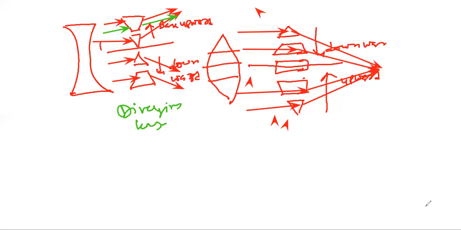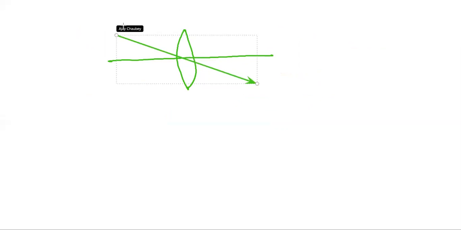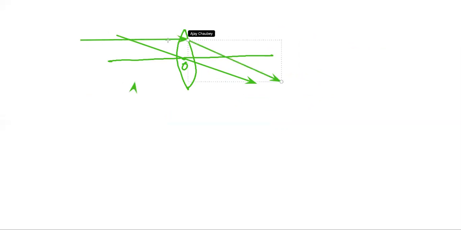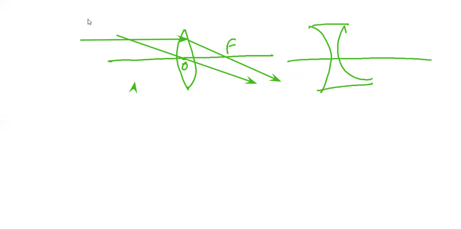Some more principles are there. Some rays of light, when they pass through a lens, don't get deviated. Like this is your lens. So the rays of light will pass without deviation. What do you call that point? Optical center. If the rays of light go parallel to the principal axis, they will pass through the focus. Suppose you take a concave lens. In a concave lens also there will be an optical center.